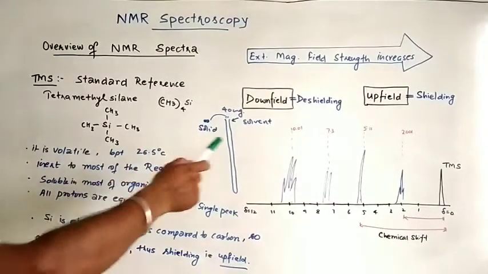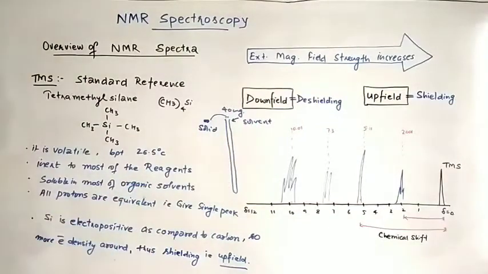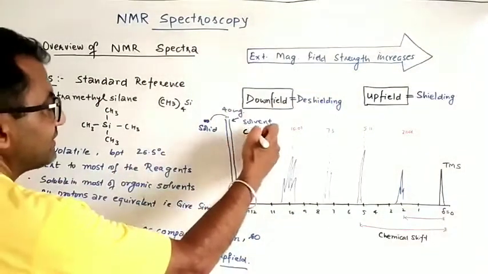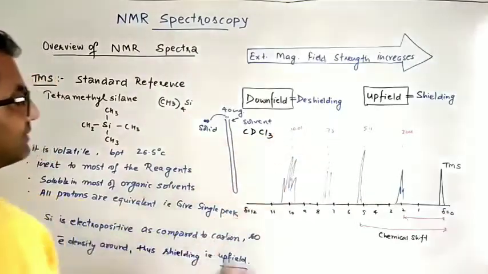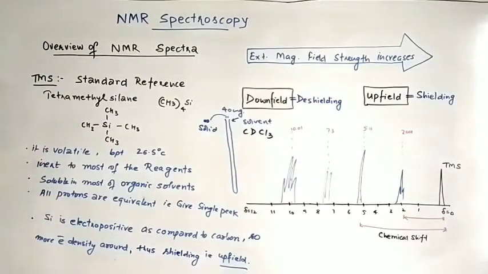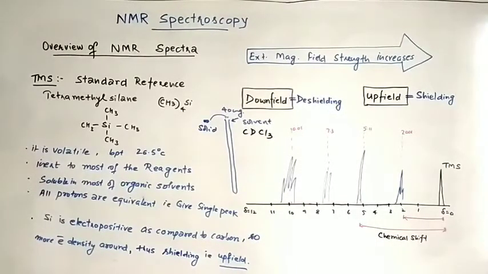So the solvent must be proton free. We generally use CDCl3, deuterated chloroform. Chloroform is CHCl3, now it is CDCl3. D is a deuterium atom, it will not give a peak. That's why you use this CDCl3. Almost all the organic compounds which we prepare in the lab are soluble in CDCl3.